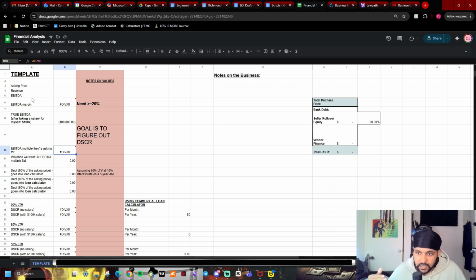And the bigger the business is, usually the more multiples it goes up by. So say it does $2 million EBITDA per year, that might be a 10x EBITDA to buy that.